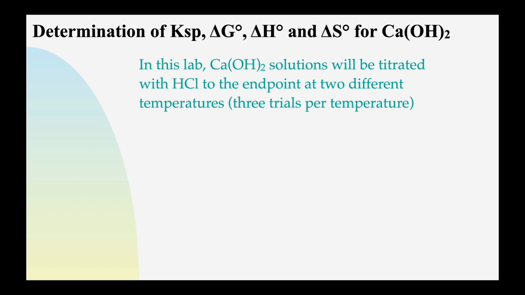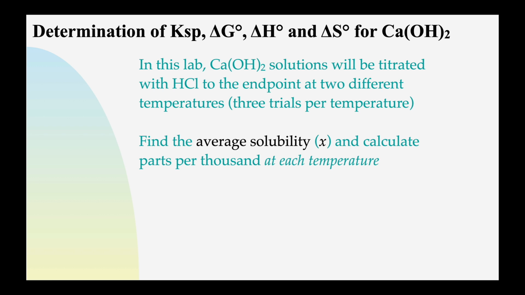Now, because these are going to be short and sweet titrations, we're going to do 3 trials at each temperature. So you're going to have 3 trials of this titration at about room temperature and 3 trials at a warmer temperature, and from there you can average them and all that kind of stuff. We'll find the average solubility at each temperature and calculate parts per thousand. Parts per thousand is a great way to show how close your measurements are to each other, and hopefully they should be pretty small in this lab.